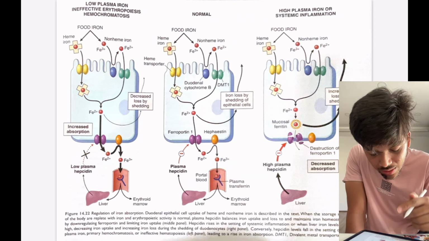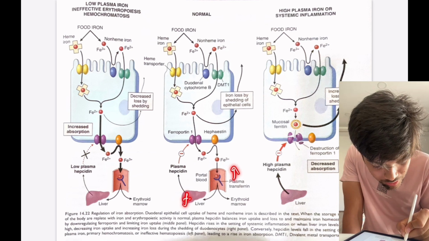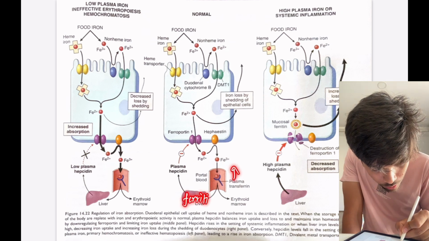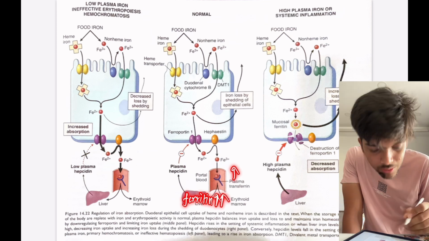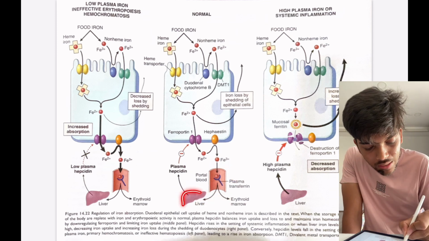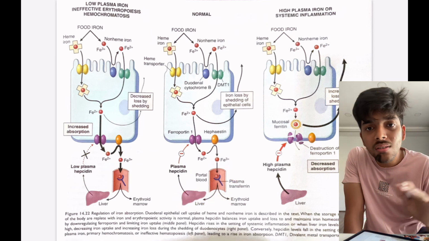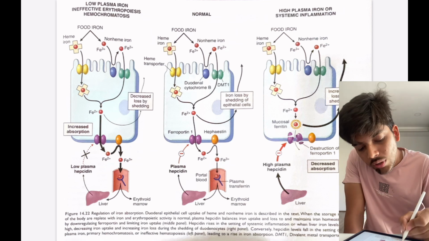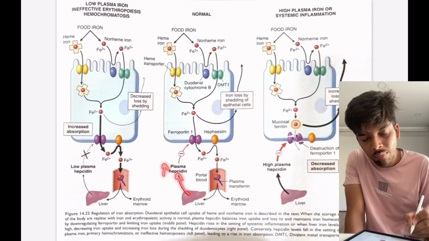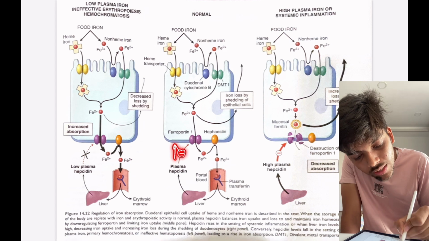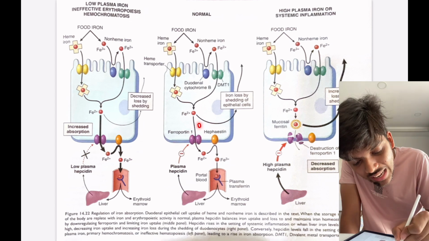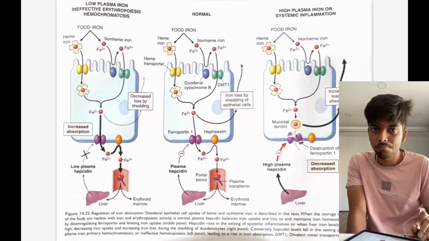As serum iron level increases, ferritin in the liver, the storage form of iron, also increases. This is detected by the liver. Now the body does not require any more iron, so the liver sends more hepcidin. As a result, there is more inhibition of ferroportin, and therefore less absorption of iron.